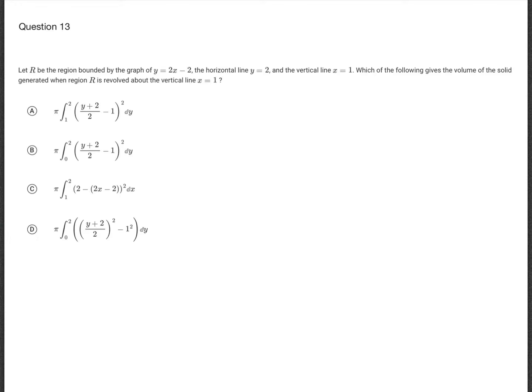Okay, next one. They say let R be the region bounded by the graph of y equals 2x minus 2, the horizontal line y equals 2, and the vertical line x equals 1. Which of the following gives the volume of the solid generated when the region R is revolved around the vertical line x equals 1? So if we're going to revolve it around a vertical line, which is parallel to the y-axis, everything's going to be in terms of y. So we know that it's not going to be C. This is in terms of x.